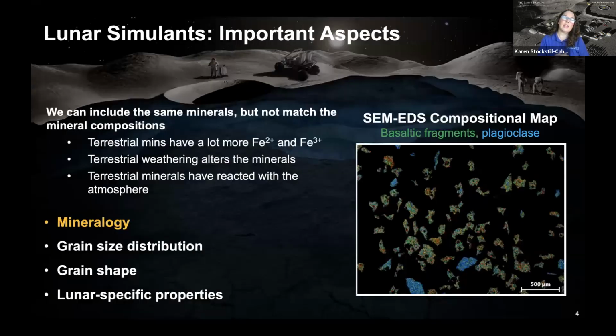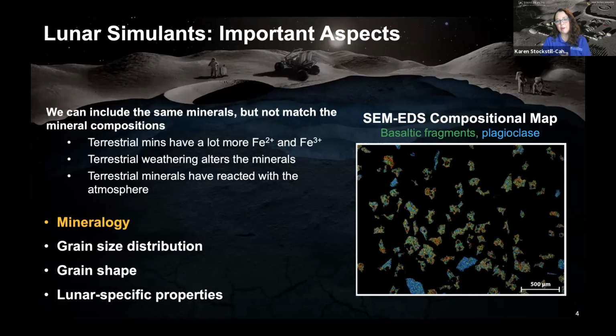So some of the things that we think are important aspects, including for excavation and construction, are mineralogy, grain size distribution, grain shape, and lunar specific properties. So I'm going to start out talking a little bit about mineralogy.